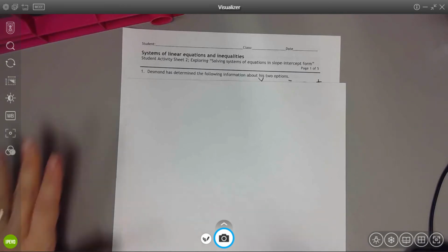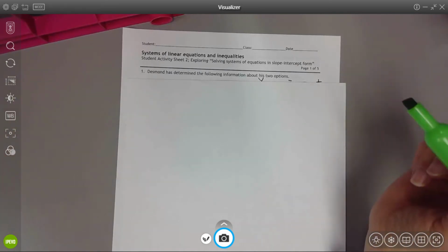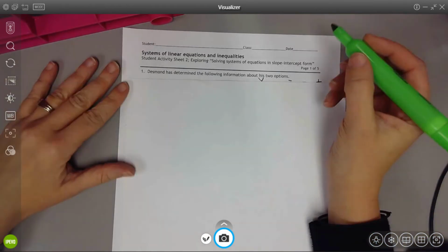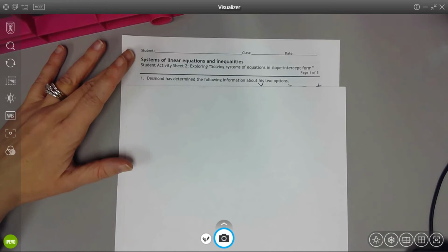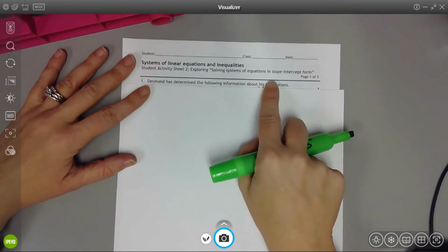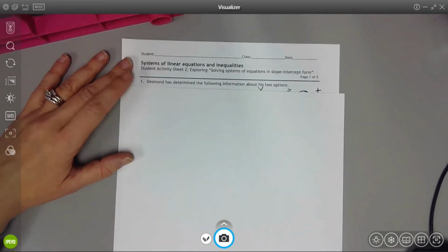Hello, Penn students. This is topic 10, student activity sheet 2, systems of linear equations and inequalities. Today we're going to be solving systems of equations in slope-intercept form.